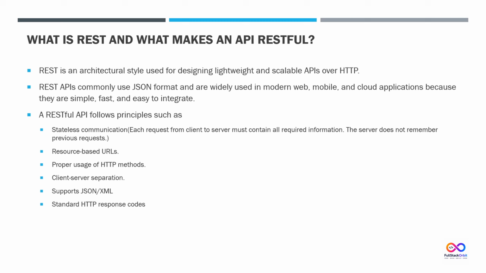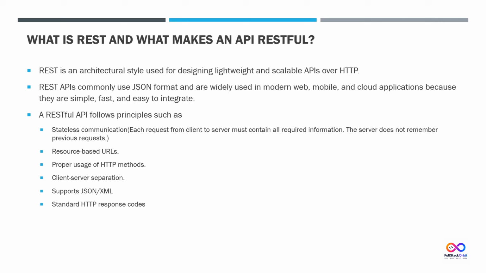The first principle is stateless communication. In REST APIs, every request from the client must contain all required information. The server does not remember previous requests automatically. This means each request is completely independent. For example, if authentication is required, the token must be sent with every request. This stateless nature improves scalability and performance.